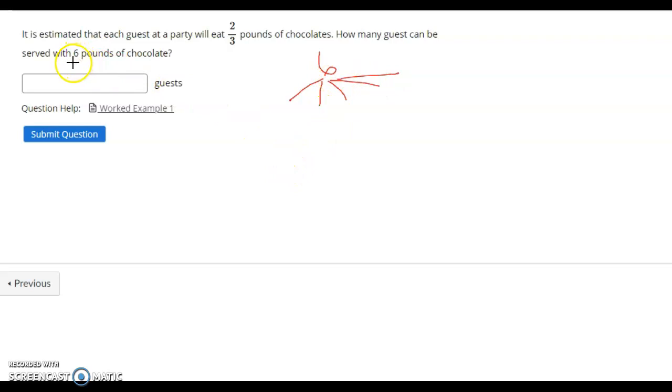So anytime you're trying to separate a number into so many boxes or see how many people can share it, you're going to be dividing, because that's exactly what you're doing. You're dividing 6 between so many people. So we're going to do 6 divided by 2/3. Now if you remember, when we divide fractions, we take the reciprocal of the second and multiply. So the first stays the same. Take the reciprocal here and multiply.